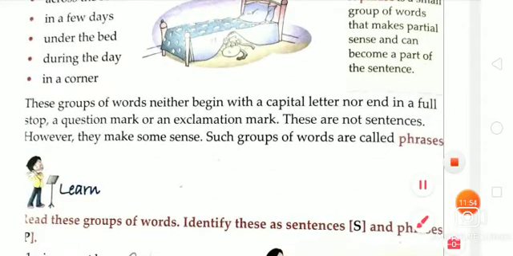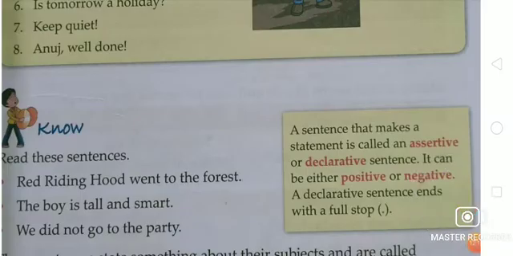And we have also learned the kinds of sentences. So tell me, how many kinds of sentences do you know? Yes, there are a total of four kinds of sentences. First is assertive or declarative sentence. Second is imperative. Third, interrogative. Fourth is exclamatory. So just like this, you must learn all these kinds of sentences, and one by one you write them down in your notebook.